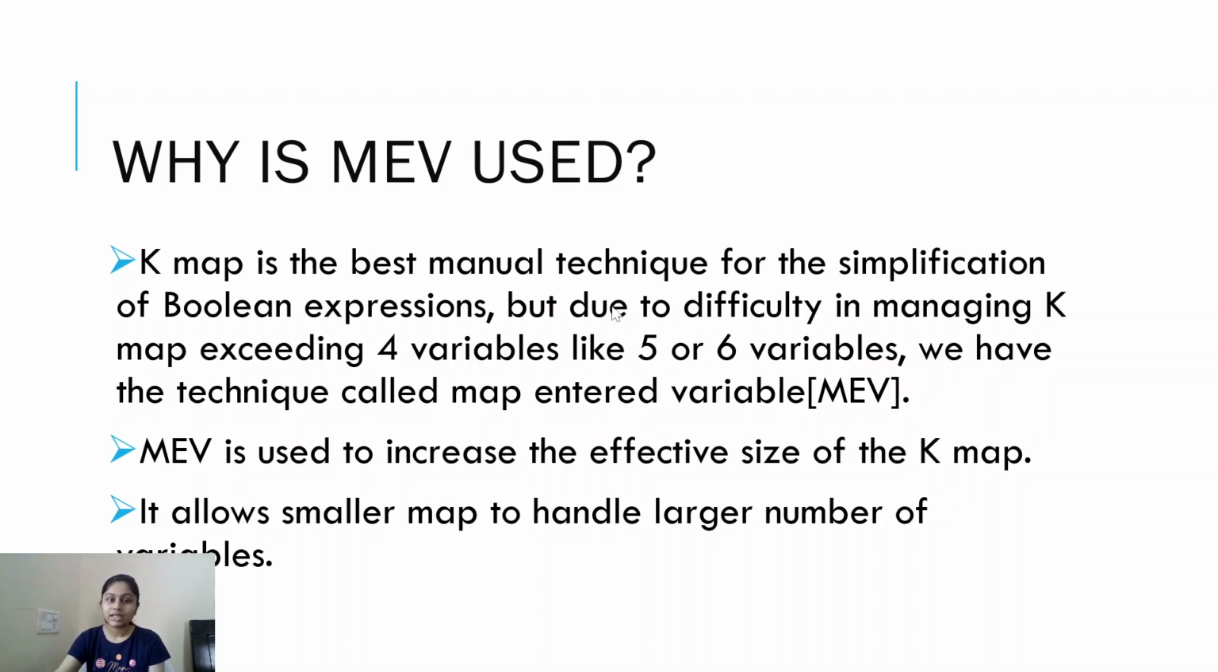So why is MEV used? As we all know, K-map is the best manual technique for the simplification of Boolean expressions. But due to difficulty in managing K-maps exceeding 4 variables, like 5 or 6 variables, we have this technique called map entered variable. MEV is used to increase the effective size of the K-map. It allows a smaller map to handle a large number of variables.